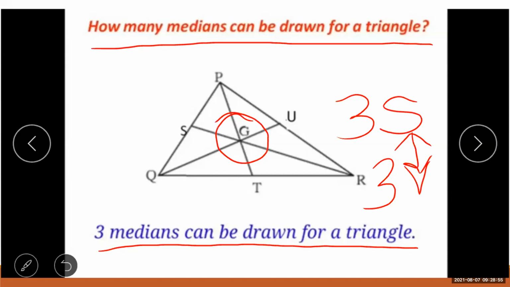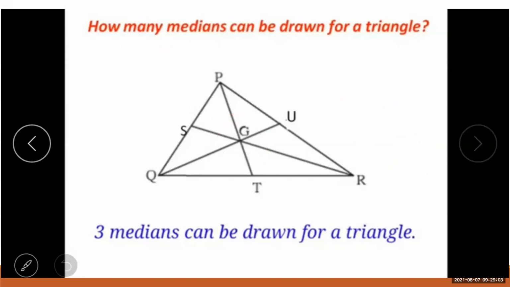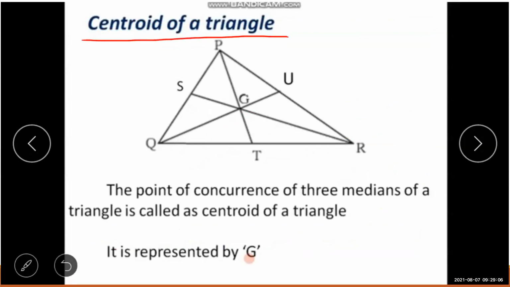Here triangle PQR is given, and from each vertex a median is drawn on the opposite side. Okay, look, from vertex P the median PT is drawn. Now from vertex Q, the other median is QU. And from vertex R, the last, third median is RS. You can also write it in the right order, that is SR.